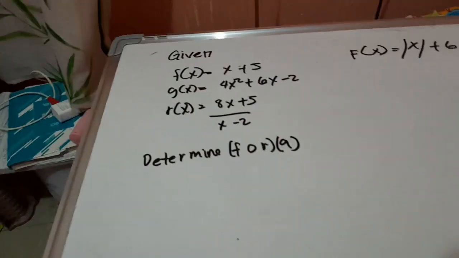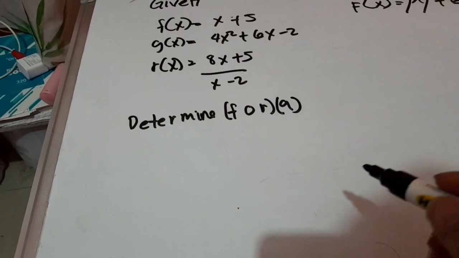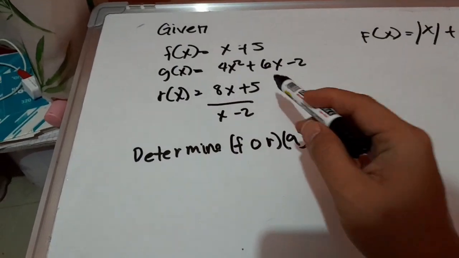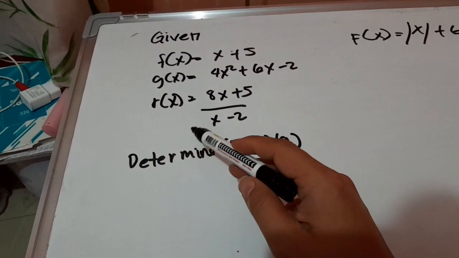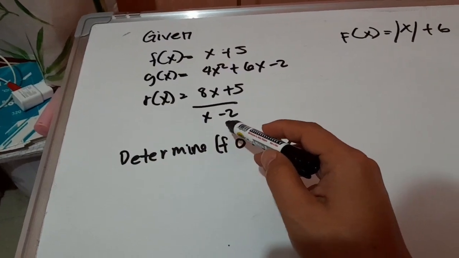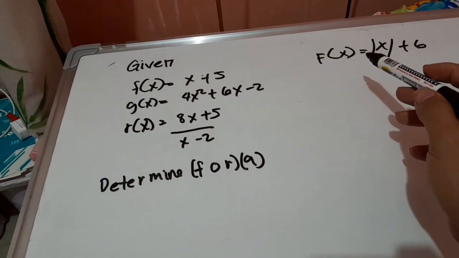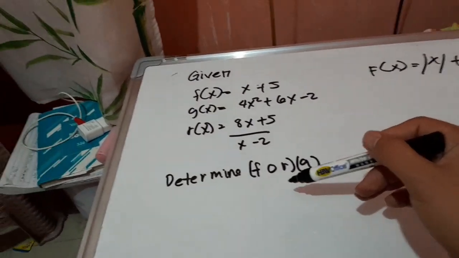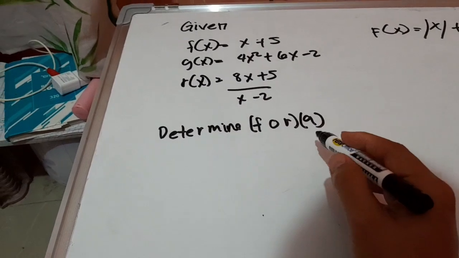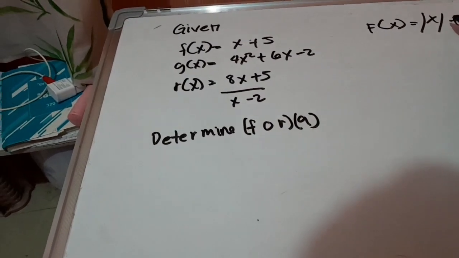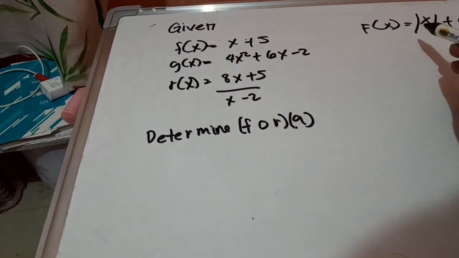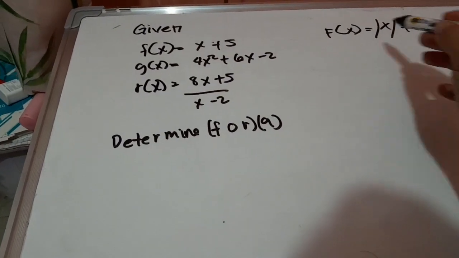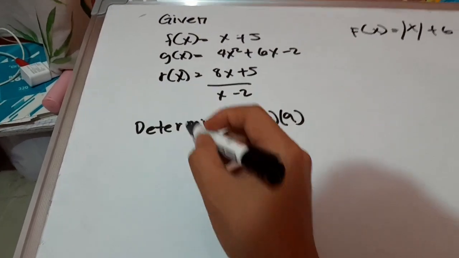Okay, so let us solve this problem. The f of x is equal to x plus 5. The g of x is equal to 4x squared plus 6x minus 2. R of x is equal to 8x plus 5 over x minus 2. And the largest integer of f of x is equal to x plus 6. So determine the f with r of 9. So before we proceed here, this is the largest number problem. So x plus 6. So before we proceed, let us compute the r of x first.